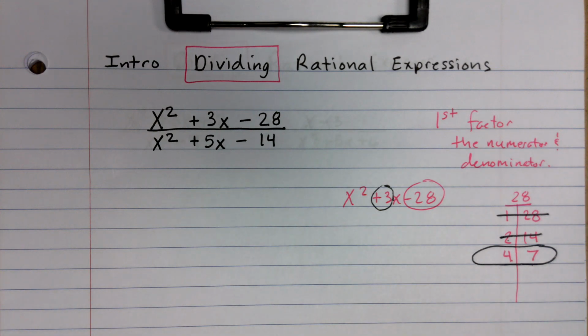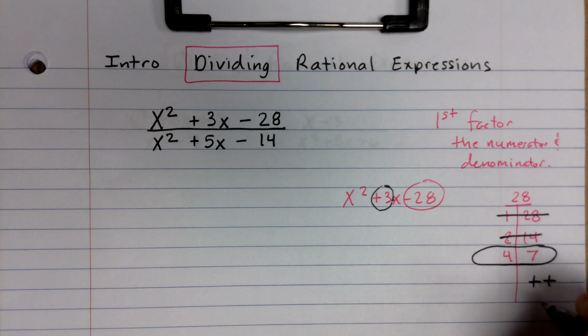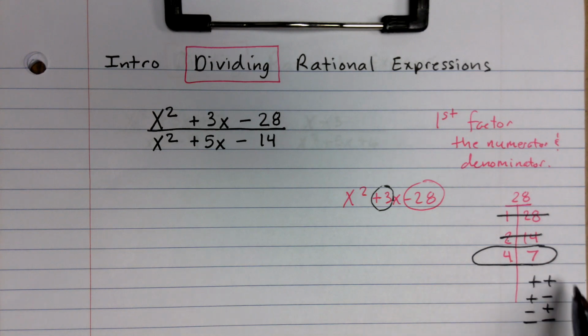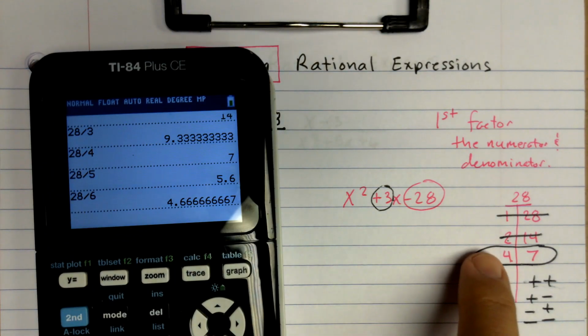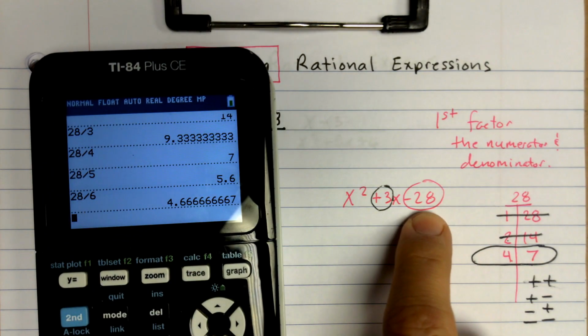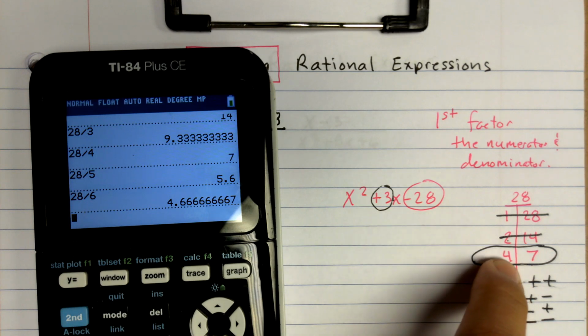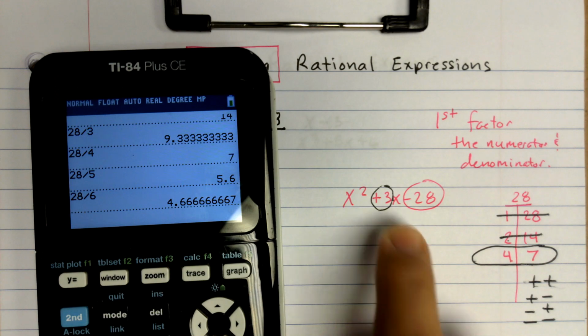Now, the next thing I need to do is determine, are they both going to be positive? Is one going to be positive and one negative? Is one going to be negative and one positive? Are they both going to be negative? As I go through this process, if you're not sure how to figure out which one should be positive or negative, you need to remember that these two numbers must multiply to give you a negative 28, and they must add together to give you a positive 3.